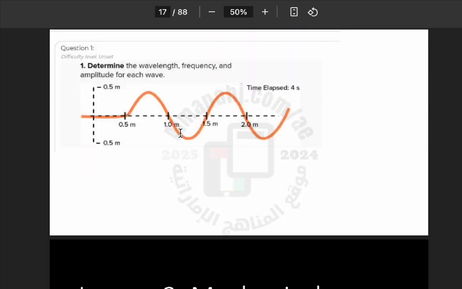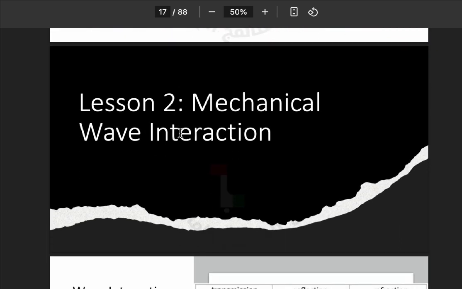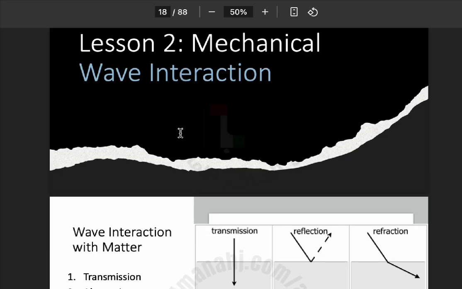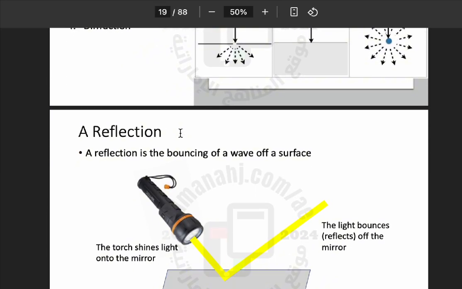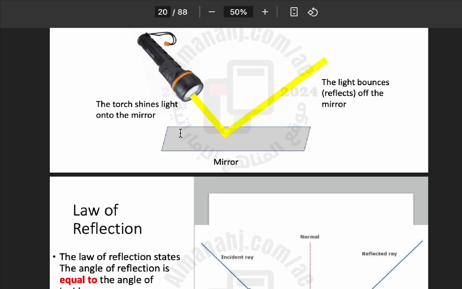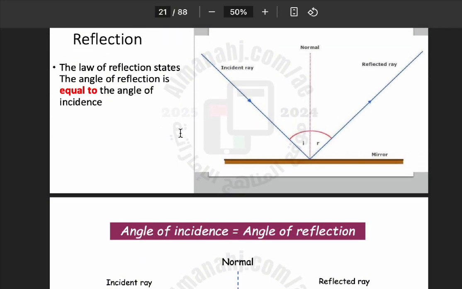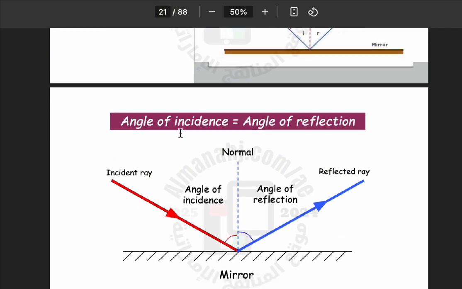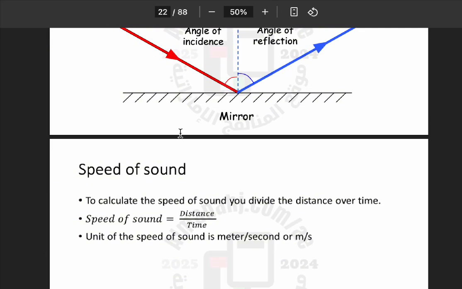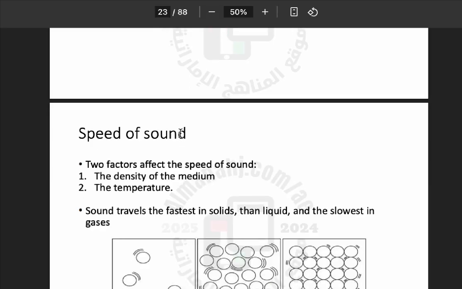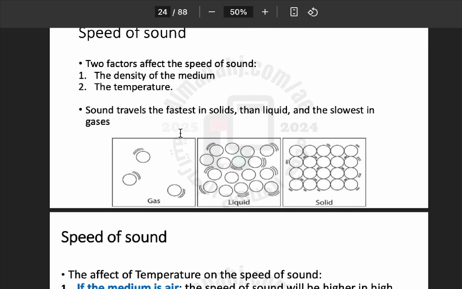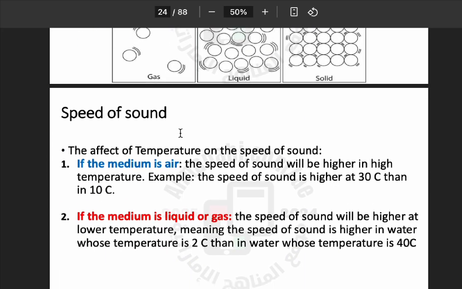Lesson 2. Mechanical wave interaction. When waves meet matter, they can be transmitted, absorbed, reflected, or diffracted. Reflection follows the law of reflection, where the angle of incidence equals the angle of reflection. The speed of sound is affected by the medium and temperature, traveling fastest in solids and slowest in gases.